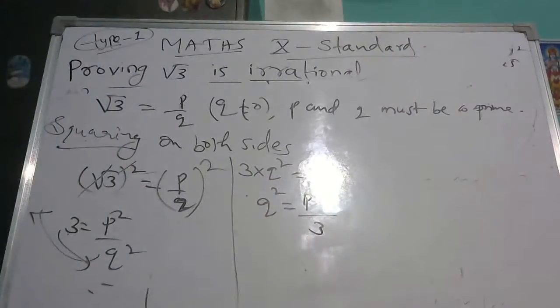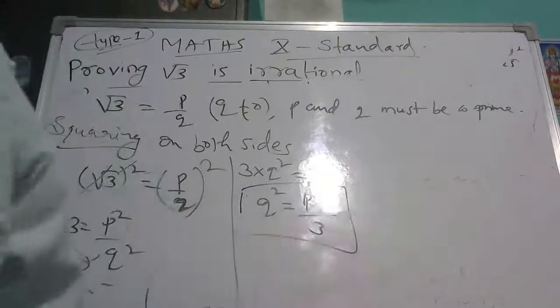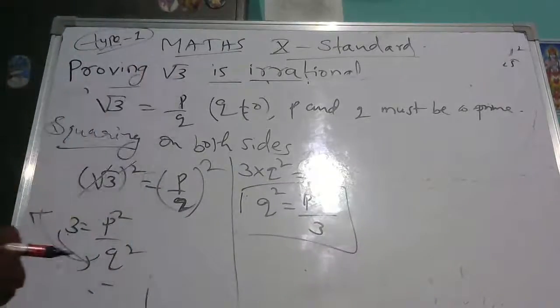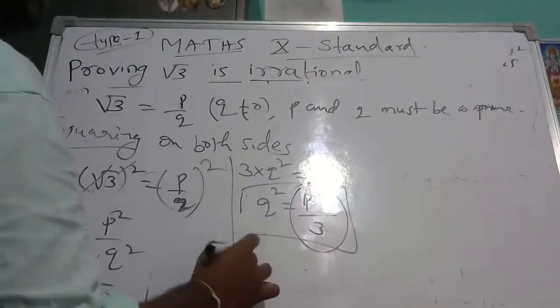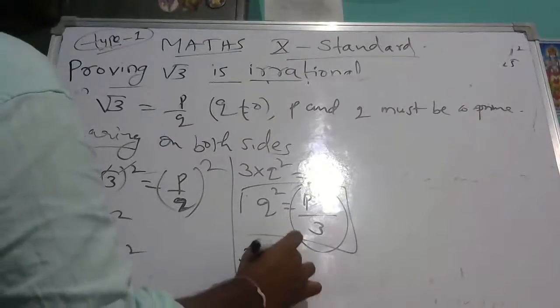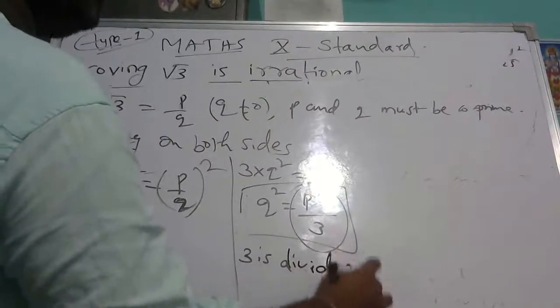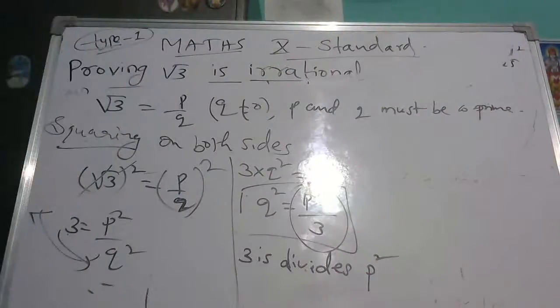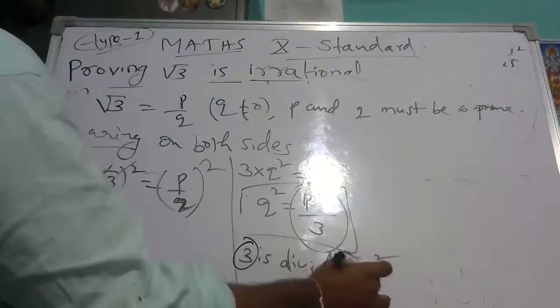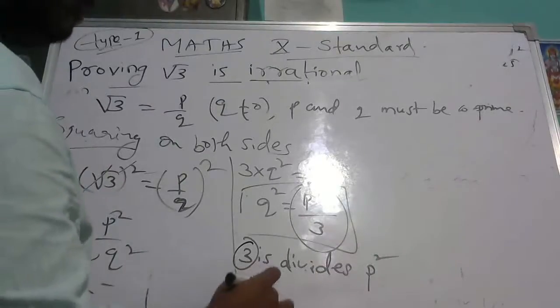So what we are proving is that we assume it is a rational number, and we will show that it has a common factor more than 1. Remember, if it has a common factor more than 1, it is not a rational number. So q squared is equal to p squared by 3. This says that 3 divides p squared. Any number squared, if it is divisible by another number, then that number also divides the original number. So 3 is dividing p squared. That means 3 also divides p.